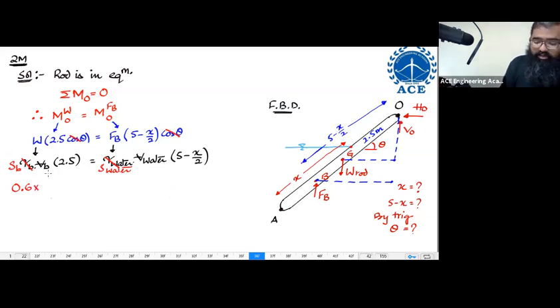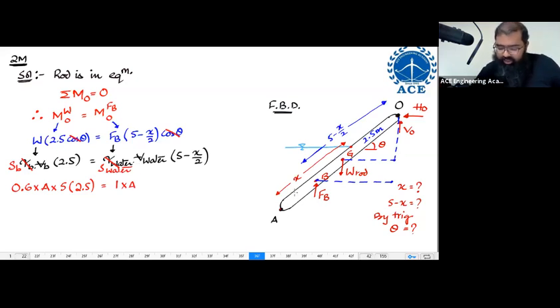Volume is equal to cross section area multiplied by complete length. The complete length is 5, multiplied by 2.5. I hope you are following this. This will be equal to S of water, which is 1, multiplied by cross section area. What is the volume of water displaced? Cross section area multiplied by how much length over here? Cross section area multiplied by x, multiplied by 5 minus x by 2.